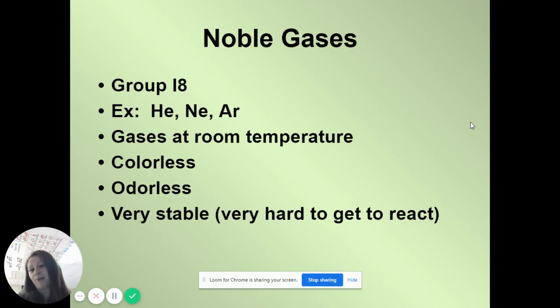Noblemen back in the day used to not associate with commoners. They just wanted to be by themselves. They didn't really do much. They just sat there. And so noble gases are kind of the same way. They just sit there. They don't really react. They don't want to associate with any of the other elements. They don't want to combine with them to form a reaction. They just want to sit there and they're happy the way they are. So sometimes we also call them inert gases. Inert means they don't react.